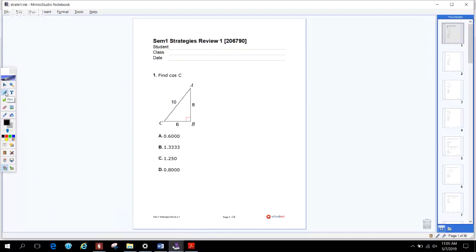Today we're going to go real quick through the strategies review, and I mean quick. So this says cosine C. Because it says C, I know C is my theta or my angle I'm talking about. Because C is my theta, that allows me to label my hypotenuse, which is opposite the right angle, my adjacent side because the adjacent and the angle touch, and my opposite side. Because this says cosine, I know I'm going to use the cosine theta formula from the formula sheet, which is adjacent over hypotenuse. So it says find cosine C.